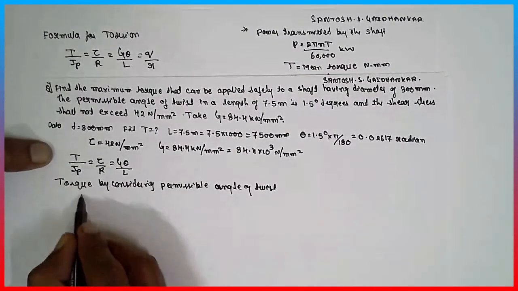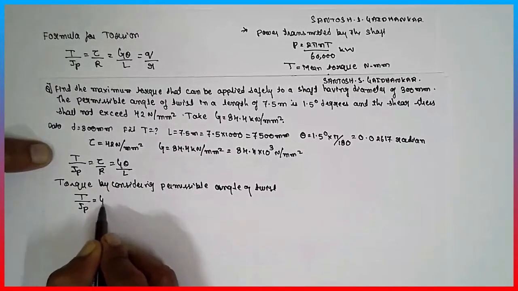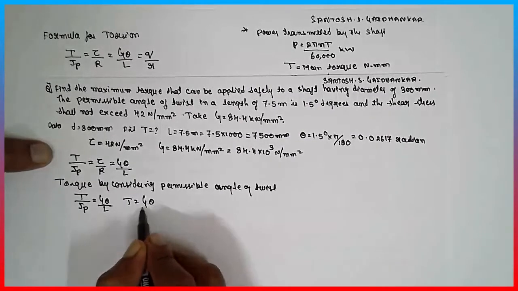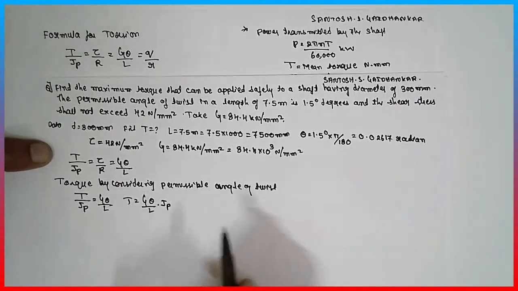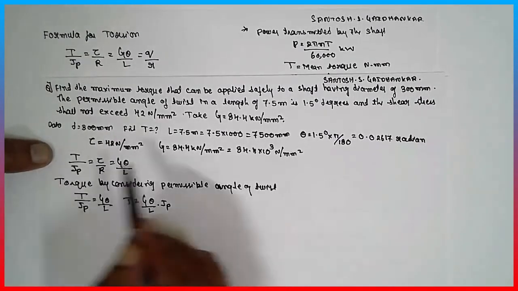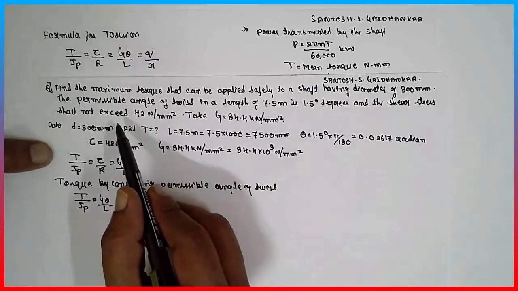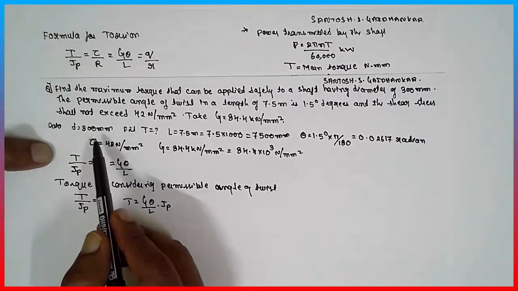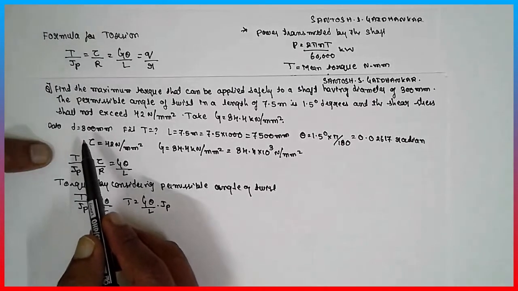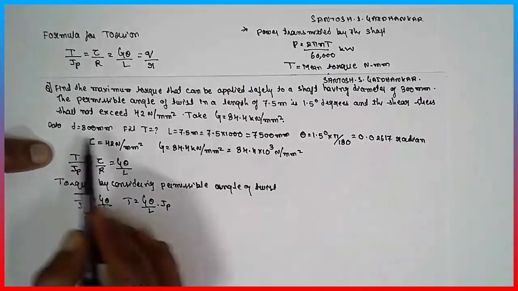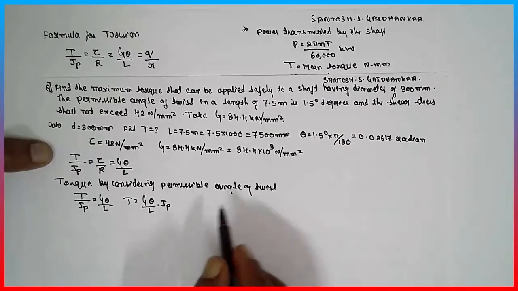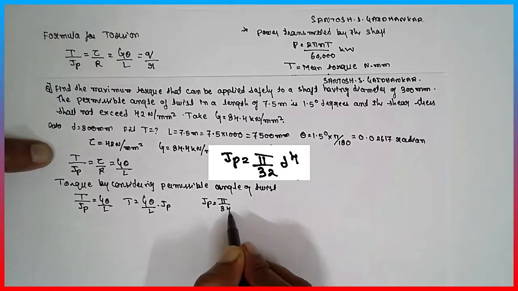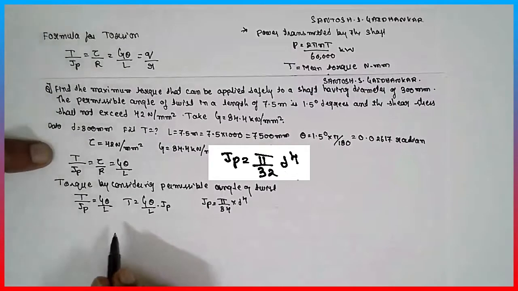The combination, first T divided by Jp is equal to G theta divided by L. Further, T is equal to G theta divided by L into Jp. Now, it is a solid shaft, because a single diameter is given. If two diameters are given, in terms of internal diameter and external diameter, you have to go for the hollow. Now as per this question, it is a solid. For Jp for solid, polar moment is pi divided by 32 into d raised to 4. This is the formula we have to substitute here.